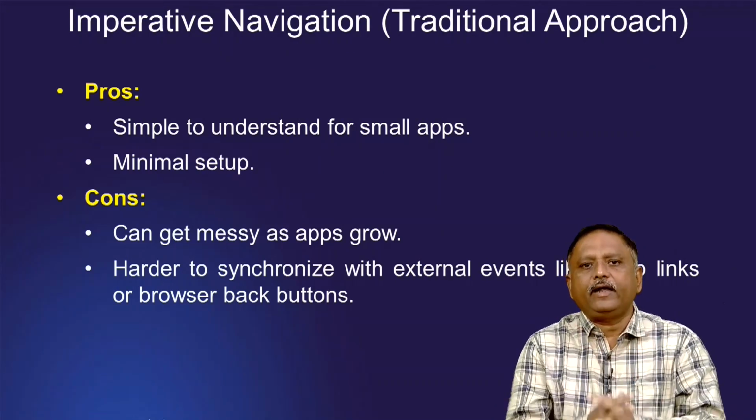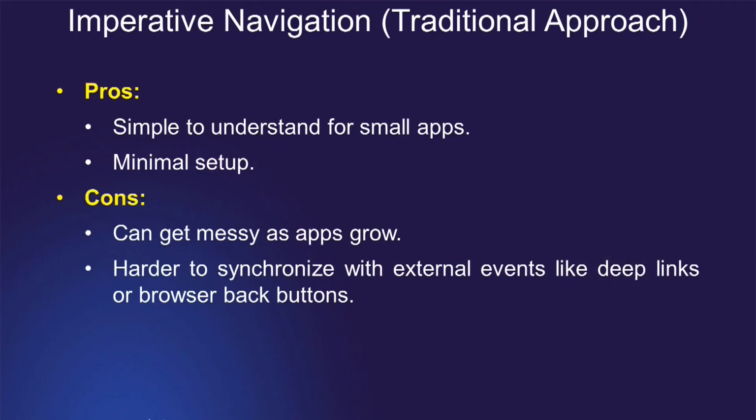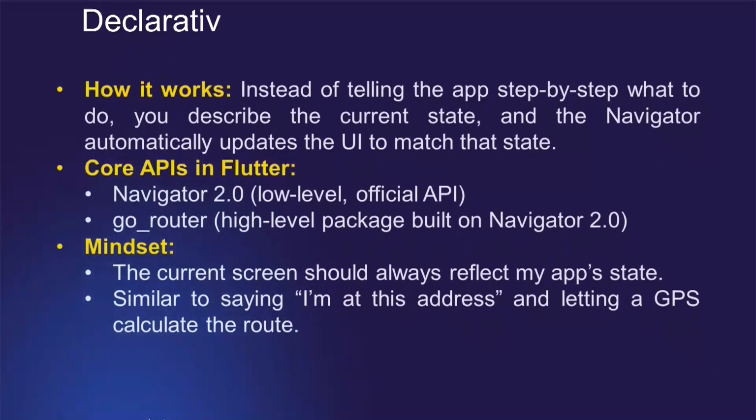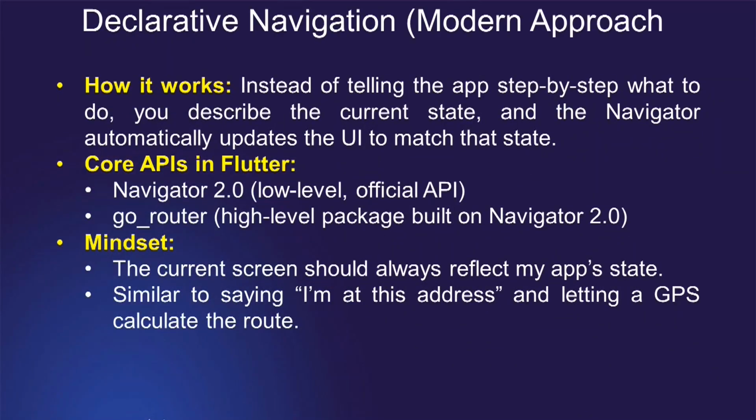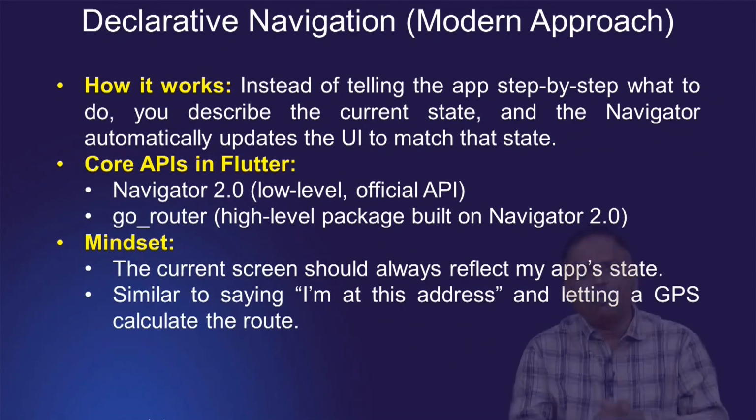The disadvantage includes it can get messy as the app grows, and it is harder to synchronize with external events like deep links or browser back buttons. So this is all about imperative navigation. Now let us understand declarative navigation, which is the modern approach.